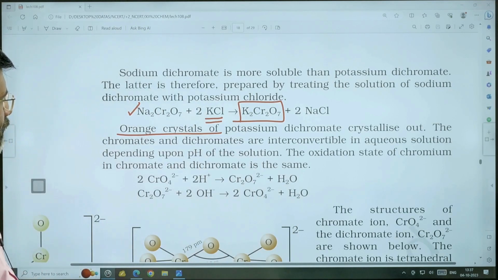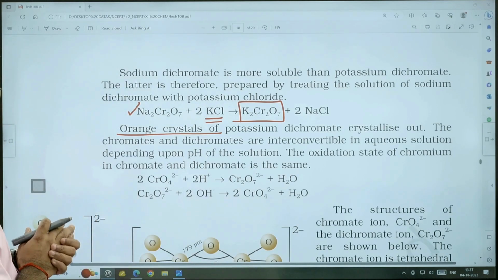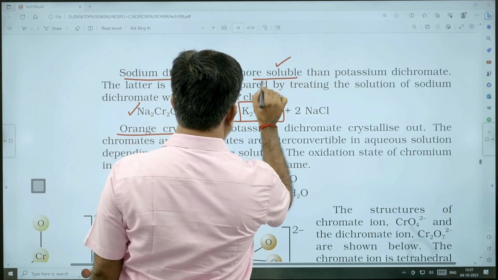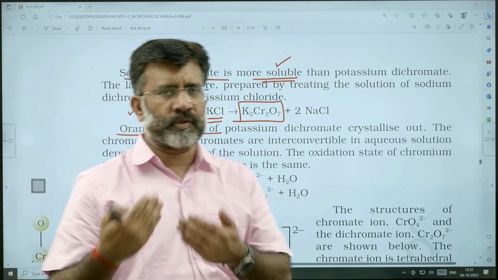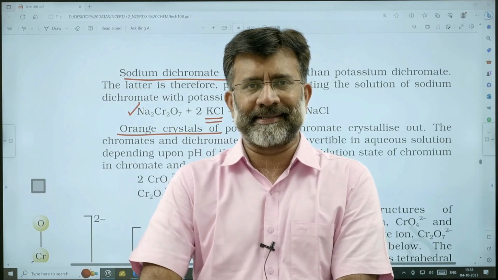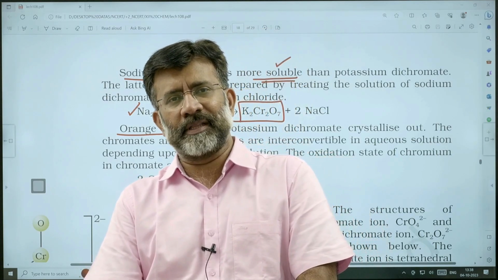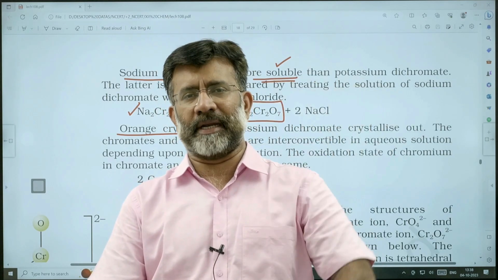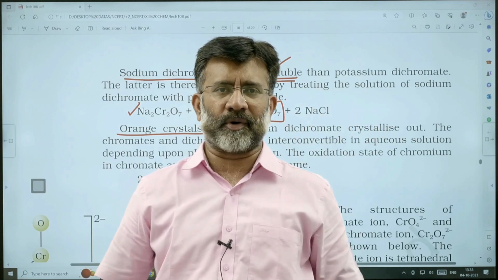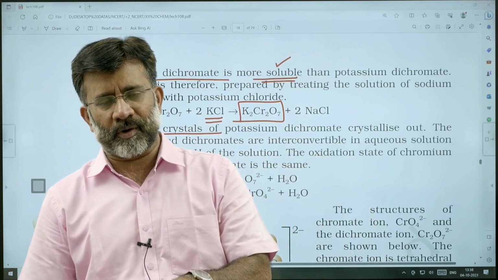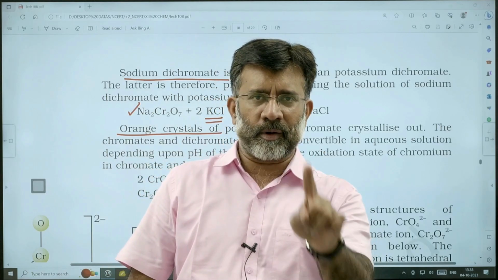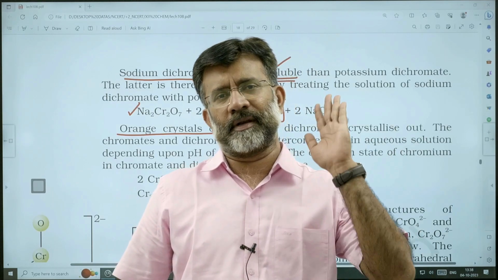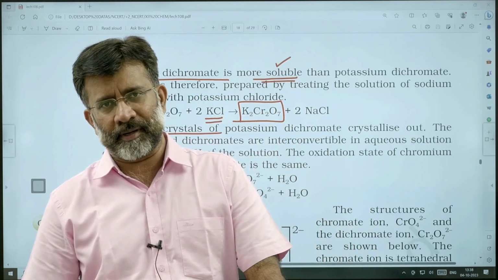So that is what the preparation technique is concerned with. And here you can see sodium dichromate is more soluble. That's why we are precipitating potassium dichromate as orange colored crystals. So what are the steps involved in the preparation? Chromite ore is fused with sodium carbonate. You get yellow colored sodium chromate. That yellow colored sodium chromate upon acidification gives orange colored sodium dichromate. Treated with KCl solution, you get potassium dichromate crystals. Hope it is pretty clear.